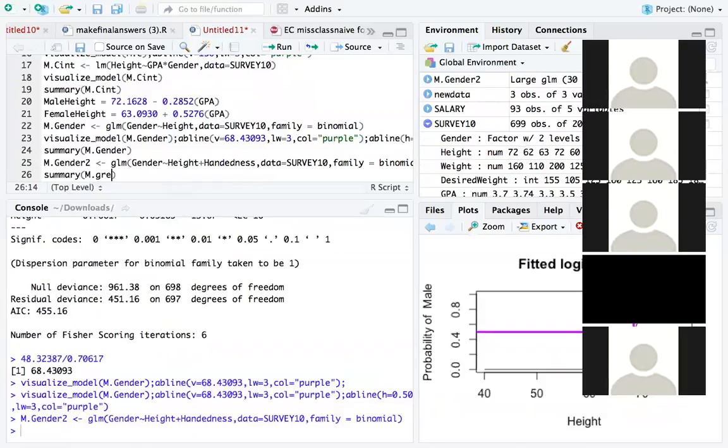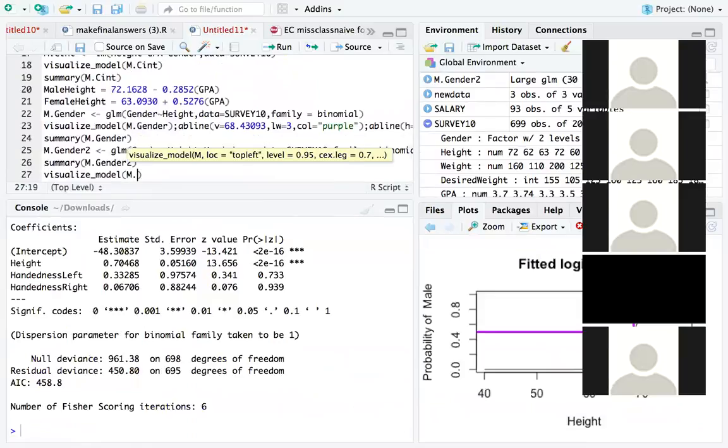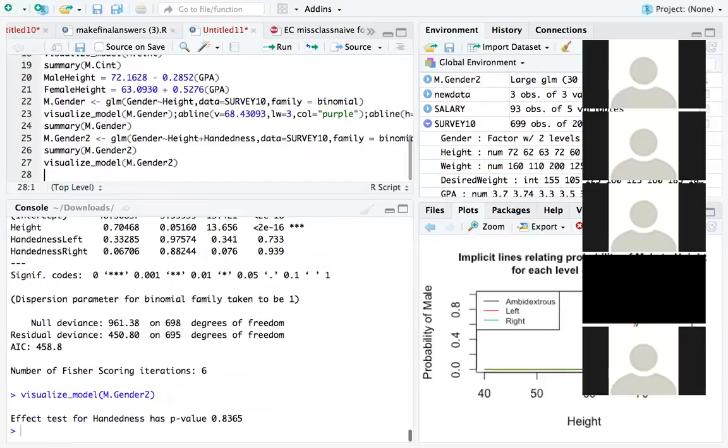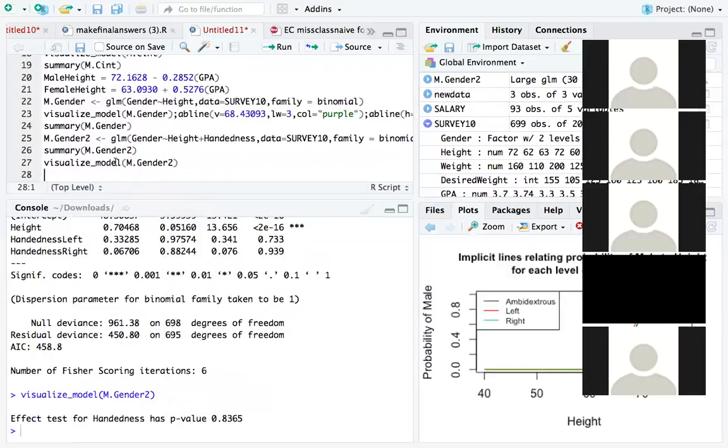Let's summarize it. I think this one will show. And let's visualize it. Good, it shows. That's not so bad. If you notice, these are not very different, which would tell me that handedness really is not significant. And if you notice, I have a partial F test here, and this comes up every time you visualize a model, hint, hint, hint, partial F test, which, if I had an interaction, would actually show me the interaction.